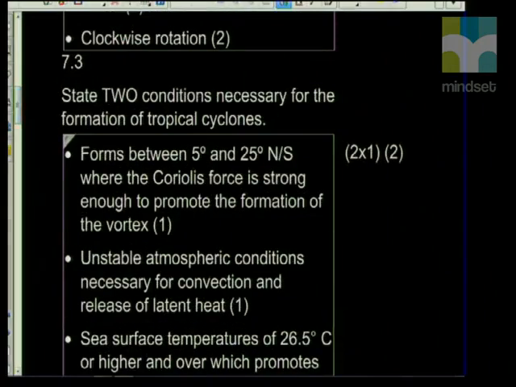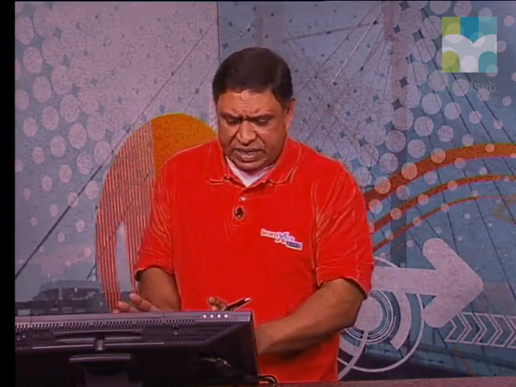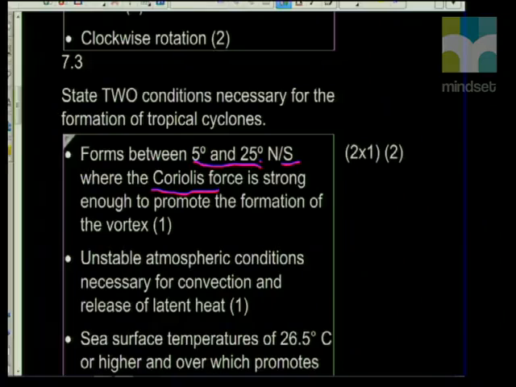It forms between 5 and 25 degrees north and south. You know Coriolis force is very limited at the equator. There's no relationship between KZN and this because we basically asked you for the conditions. You know about Coriolis force being limited at the equator. So for it to be deflected, for the recurving of the easterly winds, we need that.